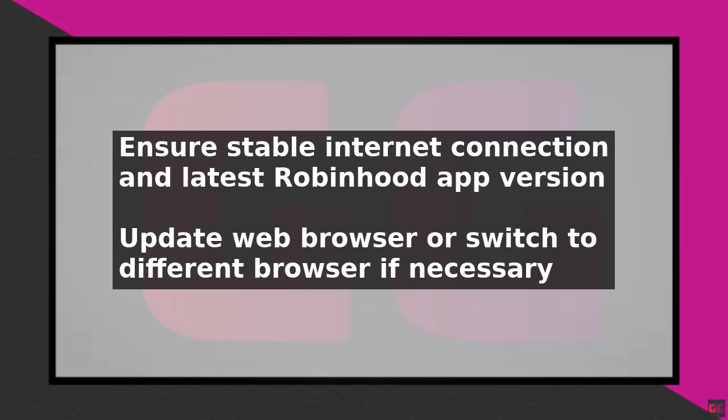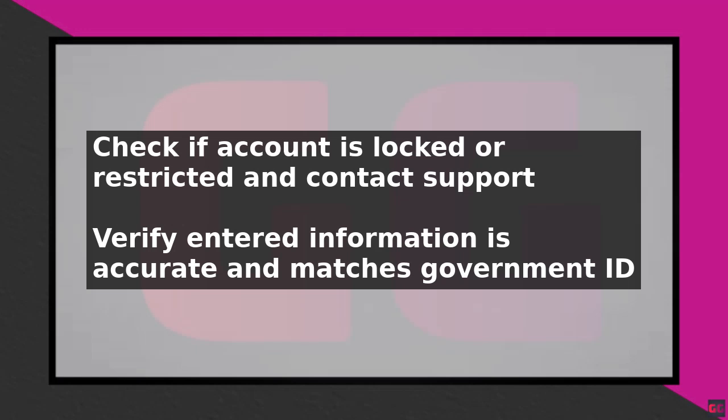Next, check if your account is locked or restricted, as this can prevent identity verification. If it is, contact Robinhood support to resolve the issue. Then, verify that the information you entered for identity verification is accurate and matches the details on your government-issued ID.